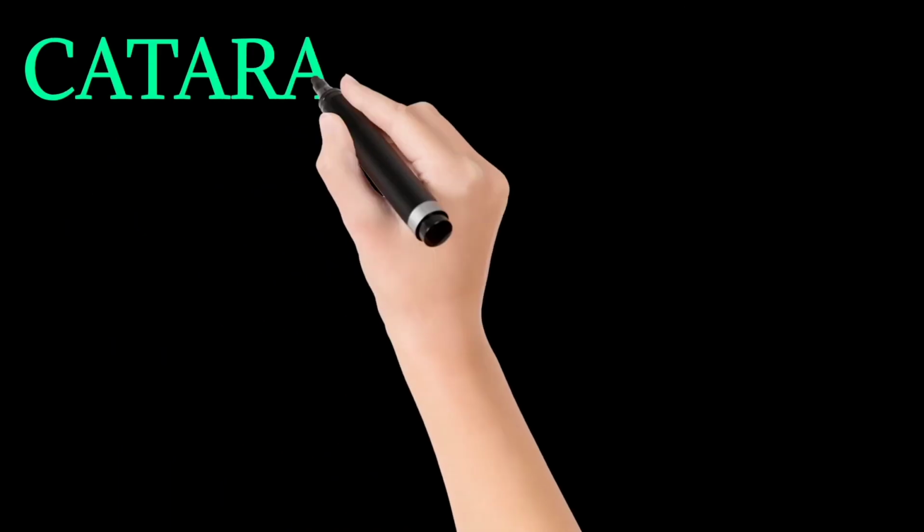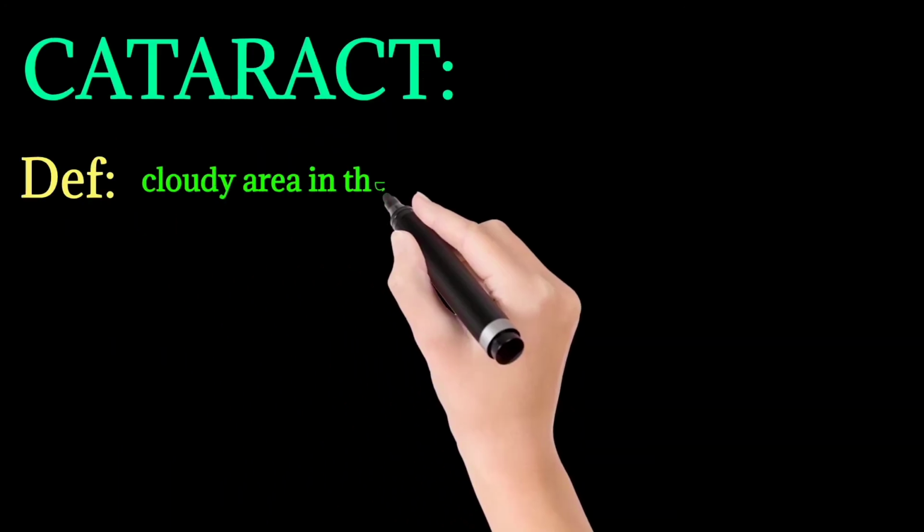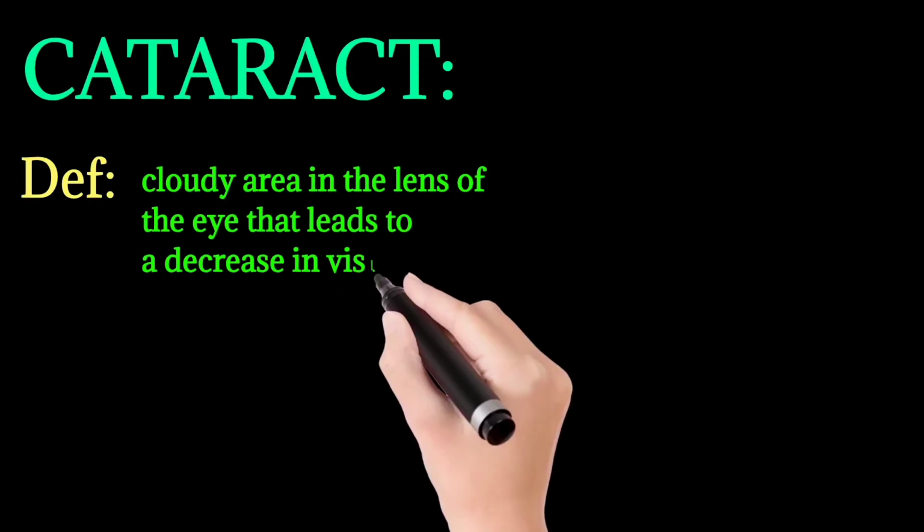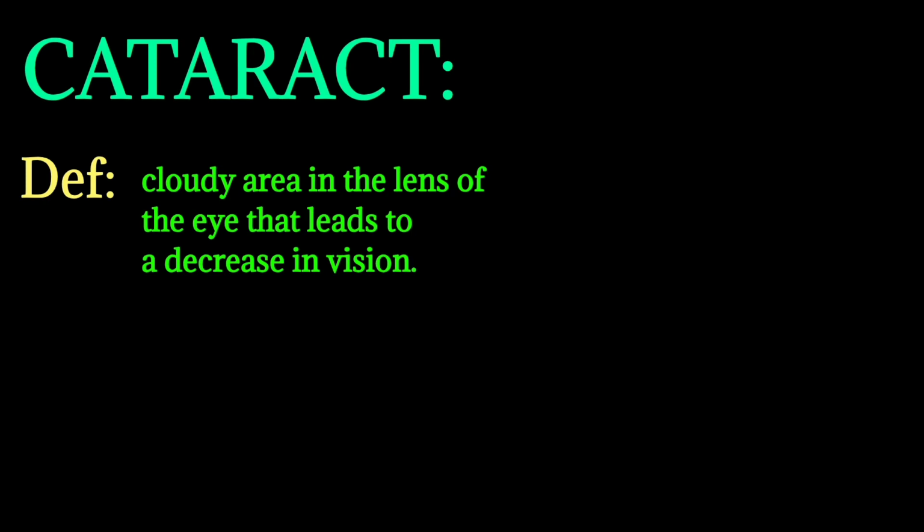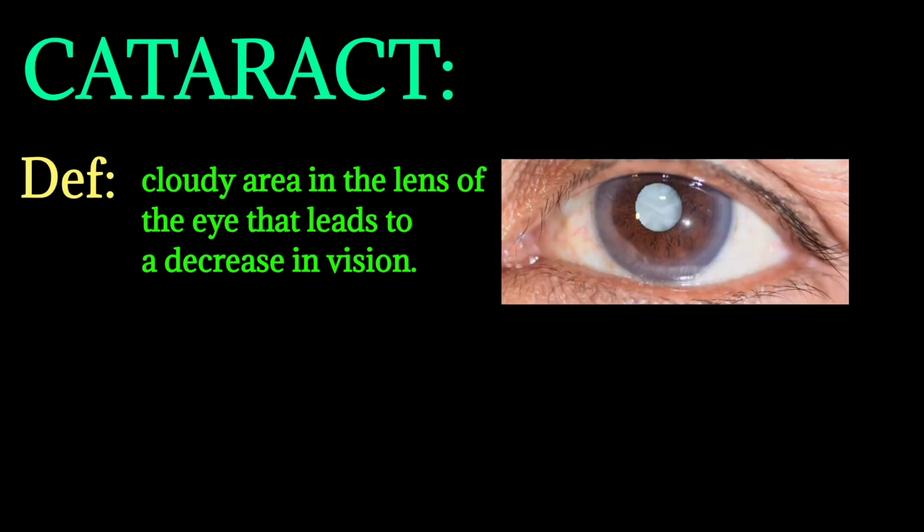Today I am going to talk about cataract. Cataract is actually the formation of a cloudy area within the lens of the eye, which leads to a decrease in vision. So this condition is called cataract.